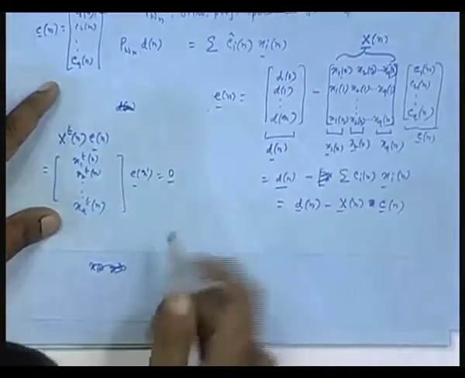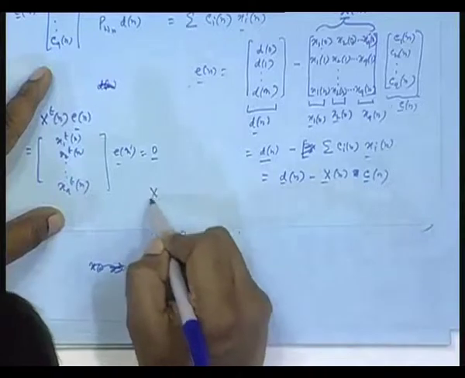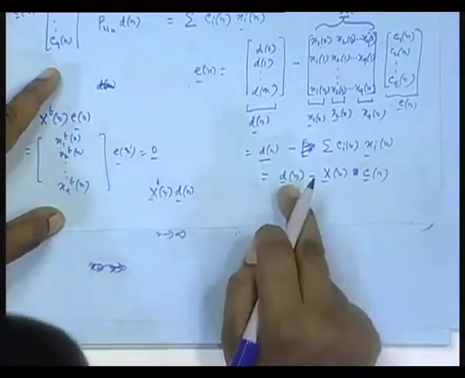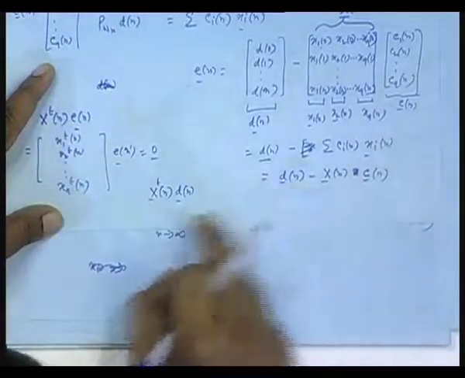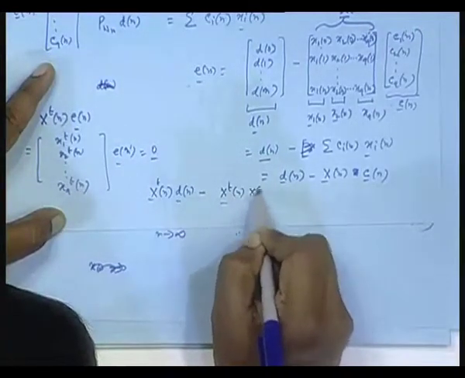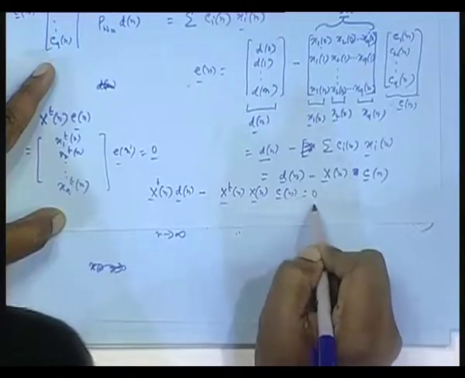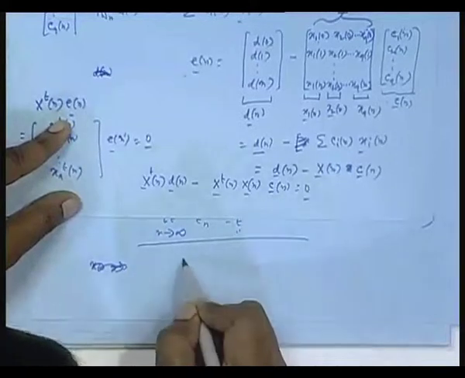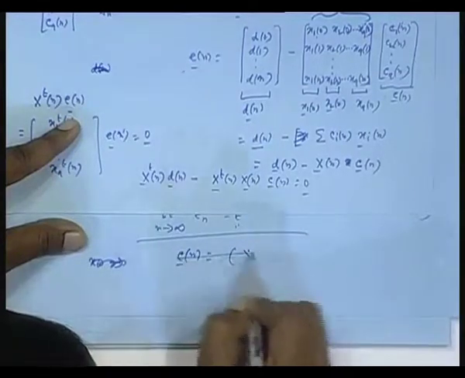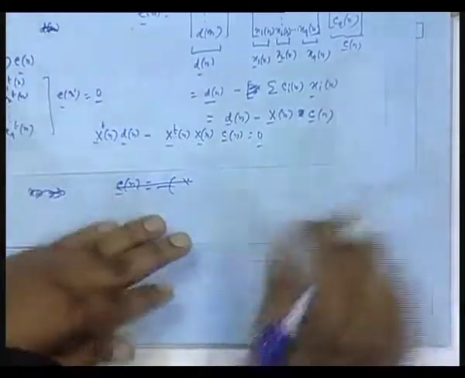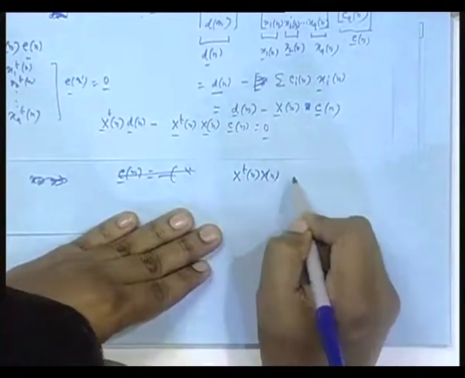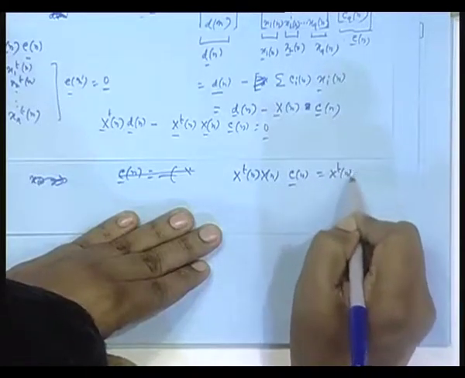But now En is this quantity, so substitute En. So, now substitute: x transpose n times the dn vector minus x n times Cn is 0, which means Cn is such that I can write x transpose n, x n into Cn equals x transpose n dn, right.